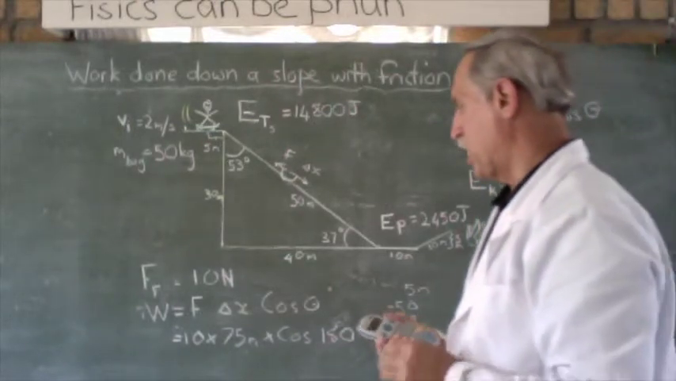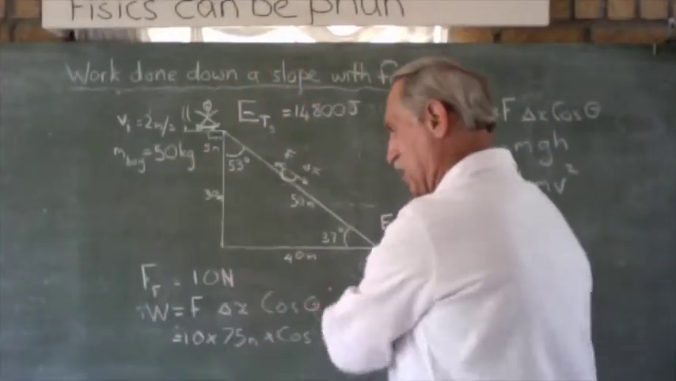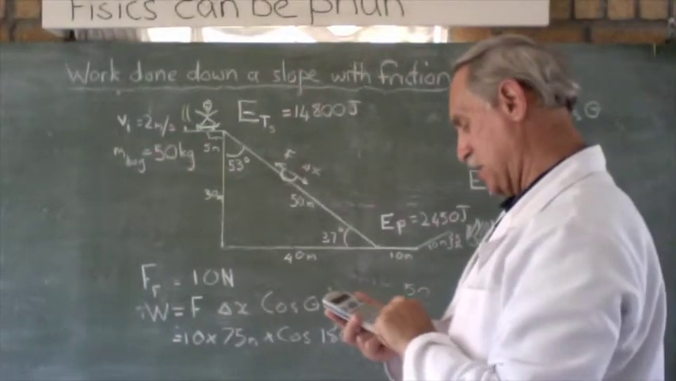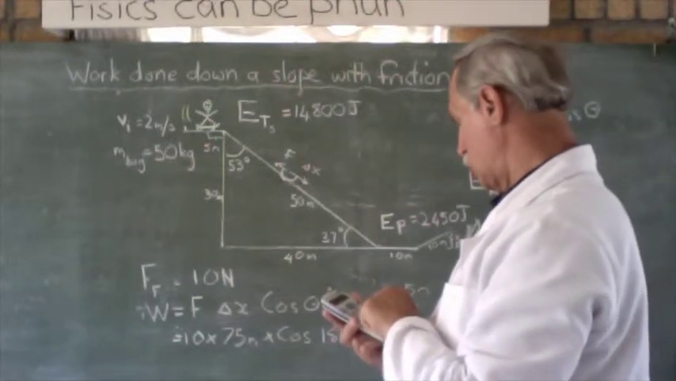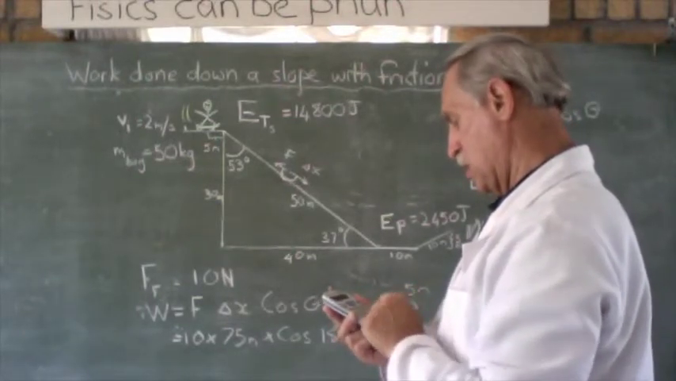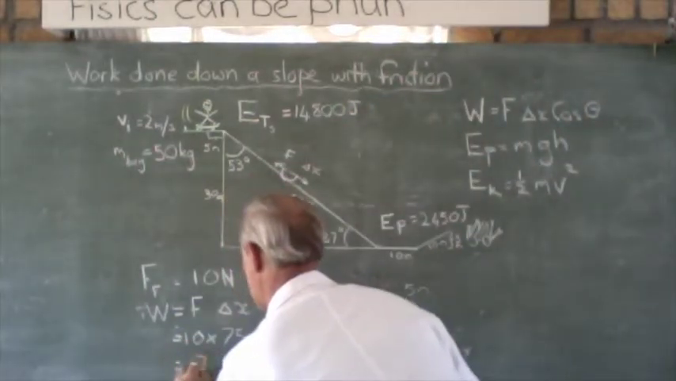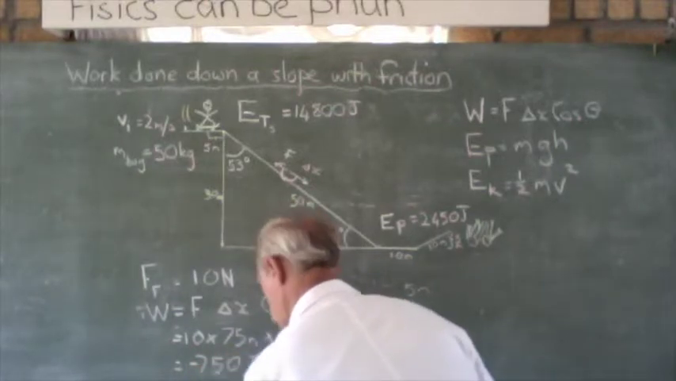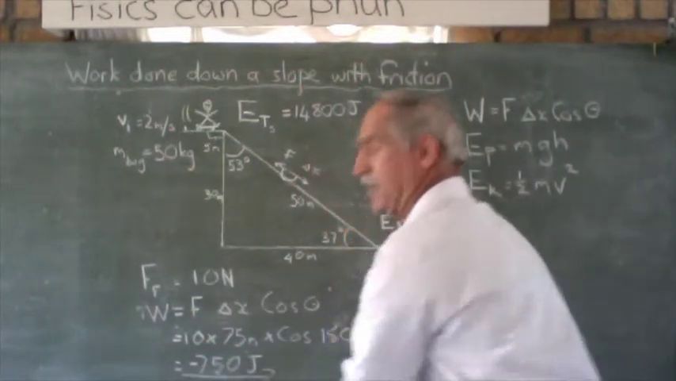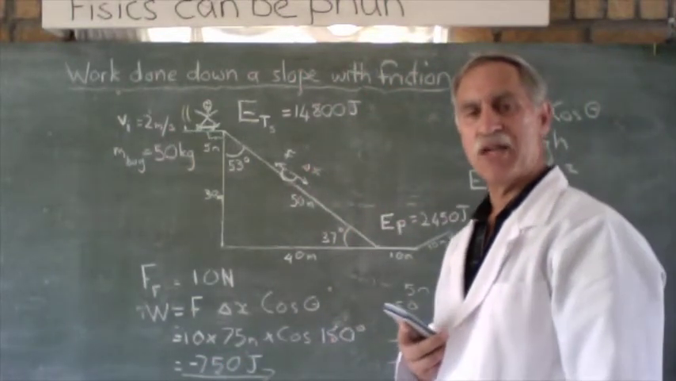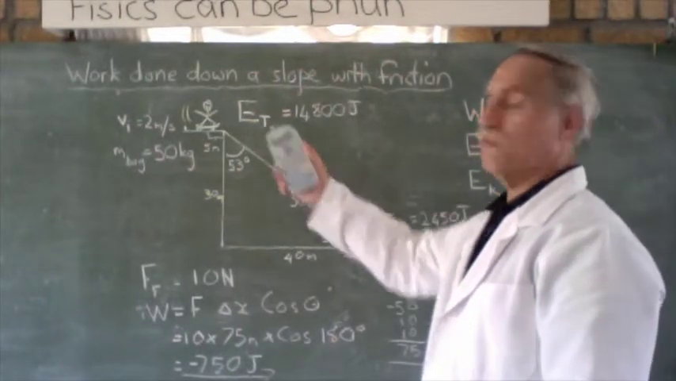Right, so let's work out the work done in getting to move against friction. So that is 10 times 75 times cos 180. That comes to minus 750 joules. What does the minus denote? Isn't work a scalar? Yes, but this minus means energy lost due to the non-conservative force of friction.